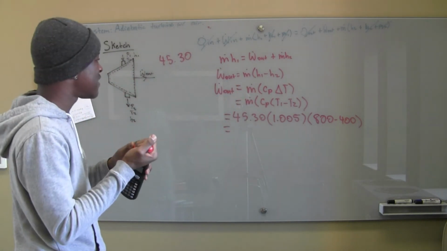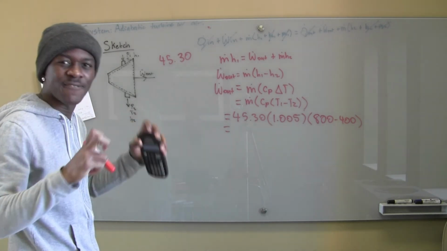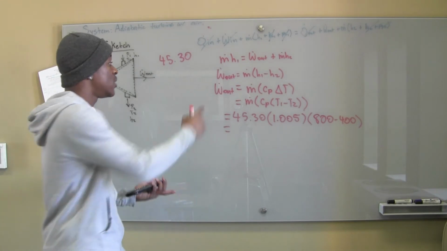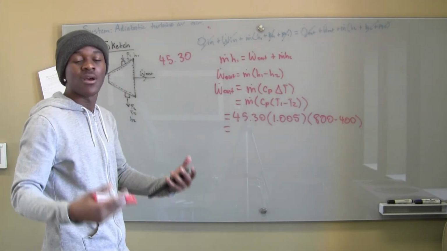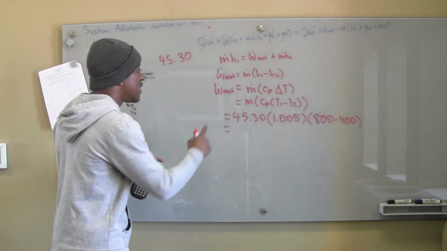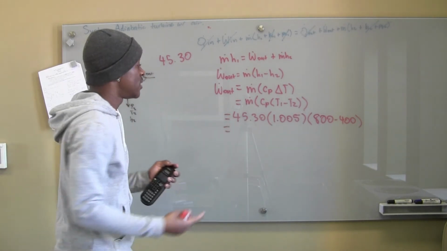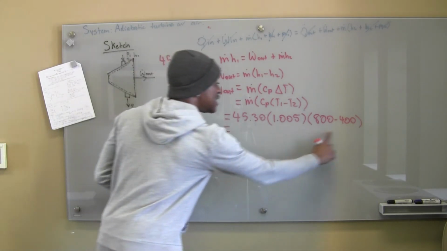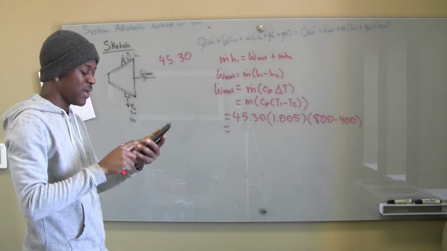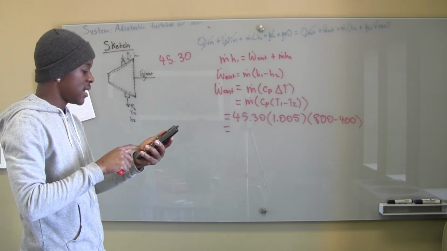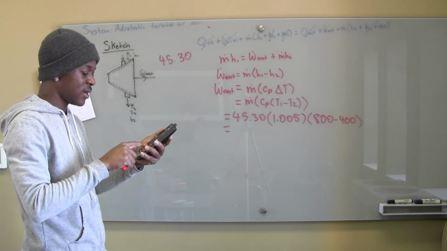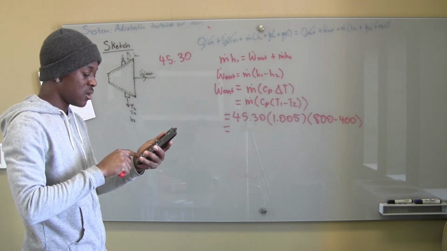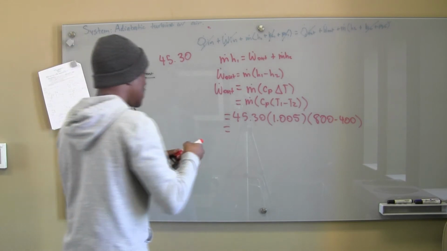And remember that if they were asking for small w out, like specific power out, right, since I keep saying work and power interchangeably, but know that W dot is equal to power and W is equal to work, right? But if they ask for specific power, which is little w dot, you just divide through by m, and we'd just be left with this Cp delta T, okay? But they asked for the big power out. So 45.3 times 1.005 times the difference of the two, which is just 800 minus 400, gives us this.